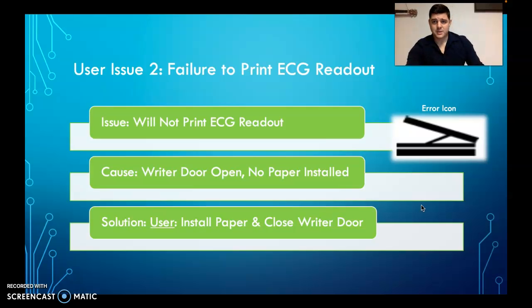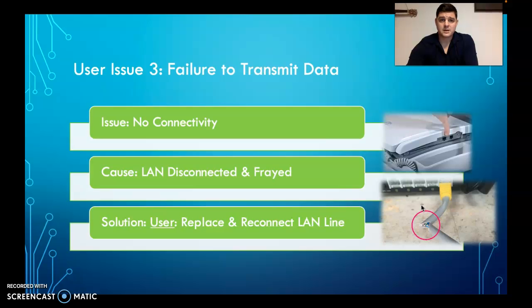And then of course we're going to document everything as we move forward, just like we did with issue 1. Right. Our last issue is a failure to transmit data. So we're not able to push out the data that we're getting from the ECG through the Muse system.